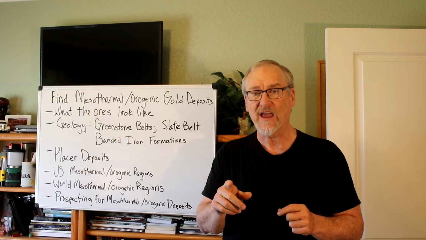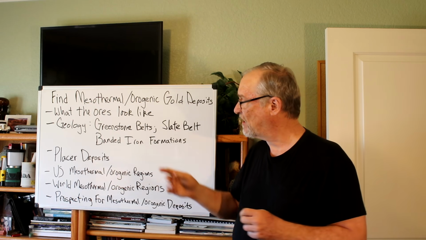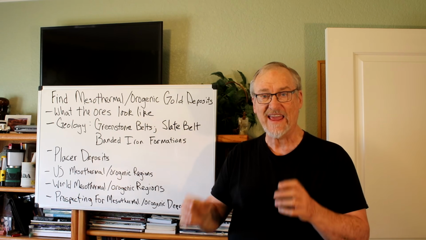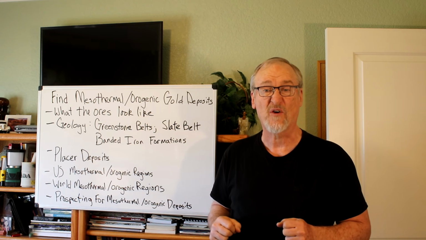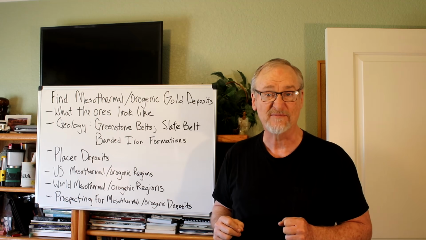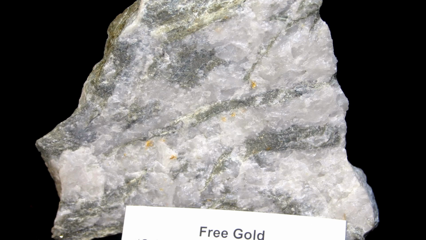Hey, let's take a look at some examples of what these ores look like and why they're so rich in gold, and give you a feel for what you're looking for when you're out in the field. Here's a typical piece of quartz vein ore.